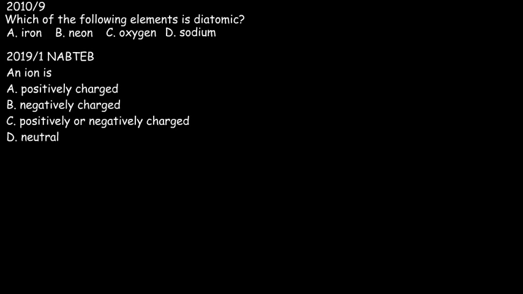The next question states that an ion is A. Positively charged, B. Negatively charged, C. Positively or negatively charged, and D. Neutral. Now an ion is an element that has a charge either by loss of electrons or by gain of electrons, so it is either positively or negatively charged, so the correct option is C.